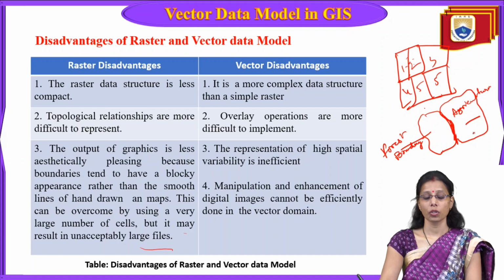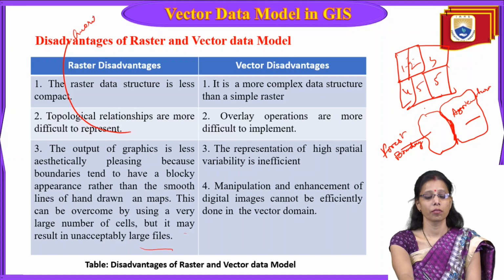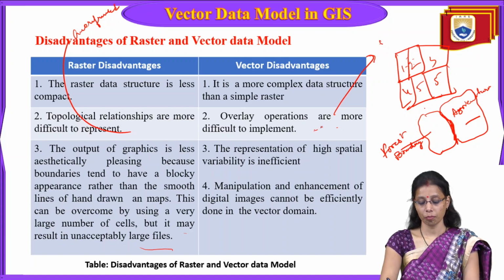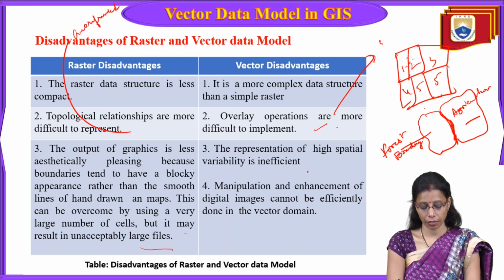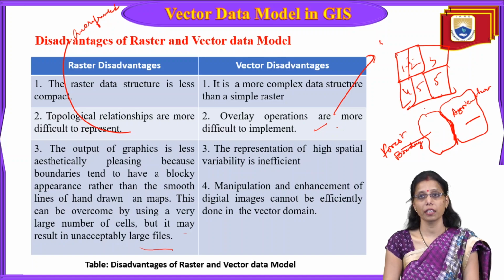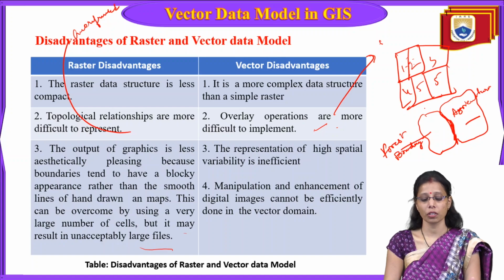So here the overlay operations are easy because already the data is georeferenced. And here the overlay operations are more difficult because unless the data is georeferenced, sometimes the data will not fit to its position. So more difficult implementation, and the representation of high spatial variability is inefficient. Why inefficient? It is not efficiently represented because of the high spatial variability. So different variability in the spatial data leads to less efficiency in the representation.